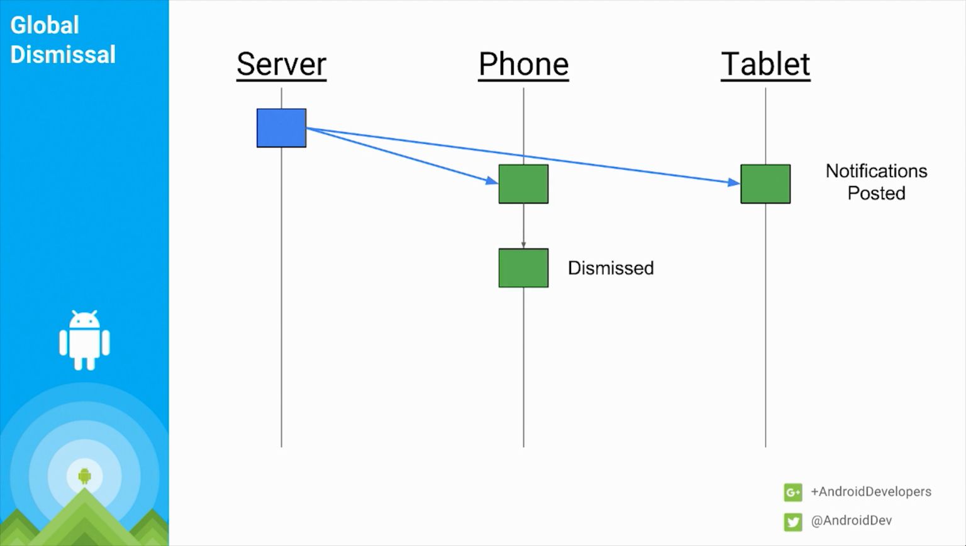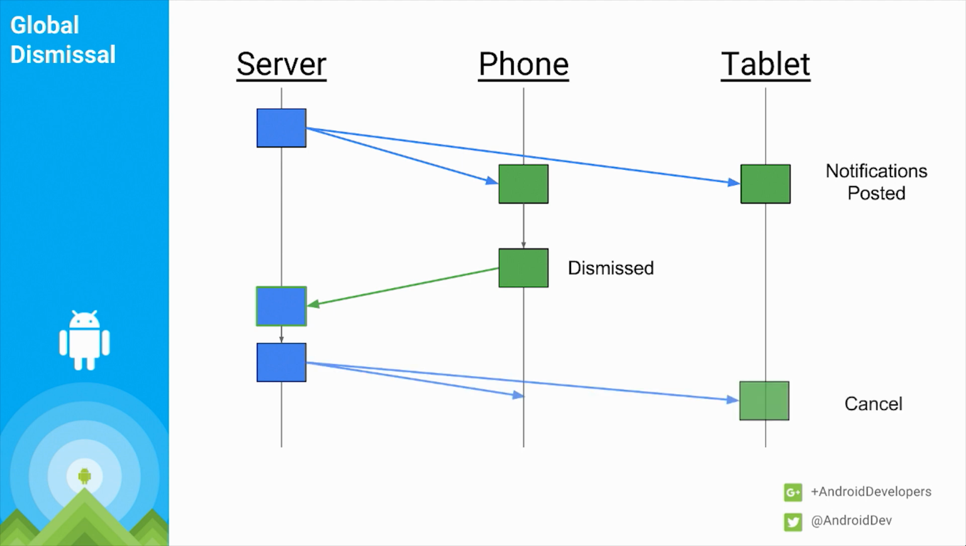I'll show you in a second how you set a dismiss pending intent. So the person dismisses the notification, and the application gets that callback. It sends a GCM message to the server and says, hey, it's dismissed. And the server says, oh, I should send that out to all the rest of them. So it sends it to all the other devices again. The phone says, I already got it. But the tablet's like, oh, that's good information. I'll cancel that notification so the user doesn't have to worry about it.